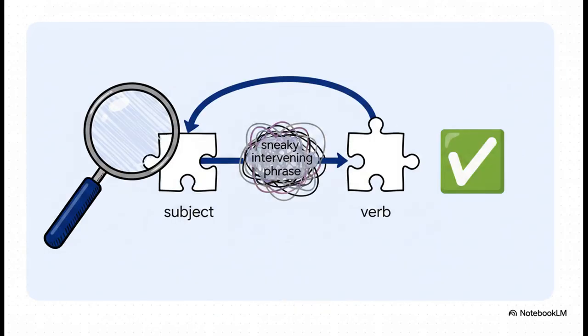Before we leave verbs behind, we have to tackle a super common error: subject and verb agreement. A verb has to agree with its subject, even when sneaky little intervening phrases try to mess you up. In the incorrect example here, the phrase, as well as the speed, sits right between the singular subject percentage and the verb. This tricks writers into using the plural verb increase, but the core subject is percentage, which is singular, so the correct verb is increases. Always trace your verb back to its true subject.